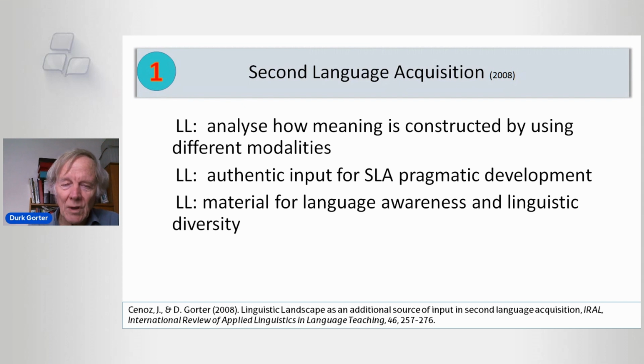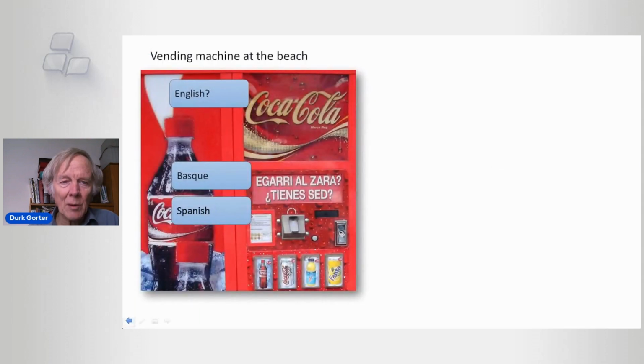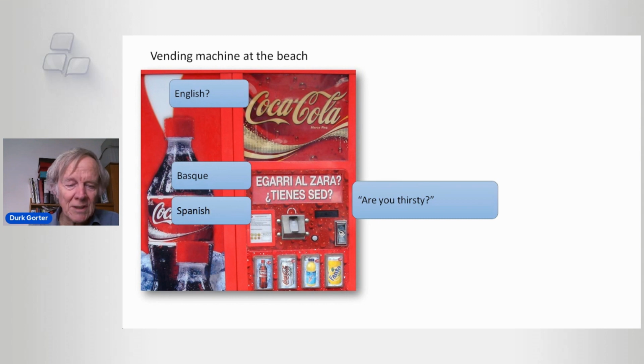And it can also have material for raising language awareness and awareness about linguistic diversity. So we had the example of a vending machine at the beach where we see a beverage, and we have the brand name, and we can wonder if that is still English. We have something in Basque called Egari al Sara. We have something in Spanish, Tienes sed, which means are you thirsty?